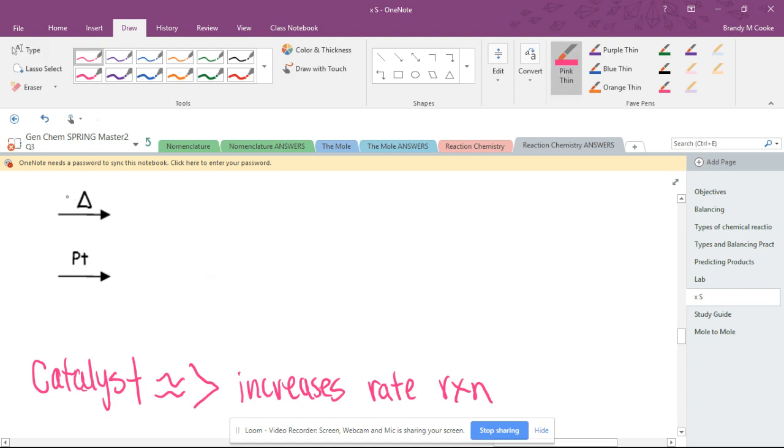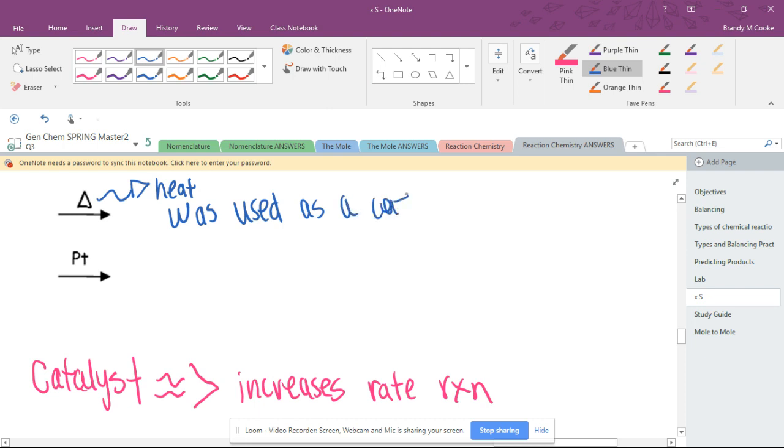And here in this first one, I hope you all remember what this triangle means. Triangle normally means delta. Delta means change, but in this case, delta, for whatever reason, I don't know, I didn't make it up, I just follow the rules, means heat. Heat was used as a catalyst. And so anytime you see something above that yield arrow, it means that something was used as a catalyst. In this case, delta means heat.